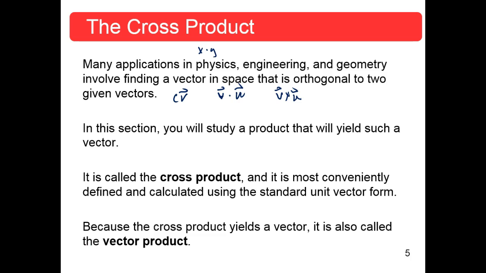Okay. That was a lot of blah, blah, blah, right? So that's engineering talk. The product that yields a vector is called a cross product. And you use the cross rather than the dot. Clever the way they named it, right? And it's most conveniently defined and calculated using the standard unit vector formula. I already said that. Because the cross product yields a vector, sometimes it's called a vector product.